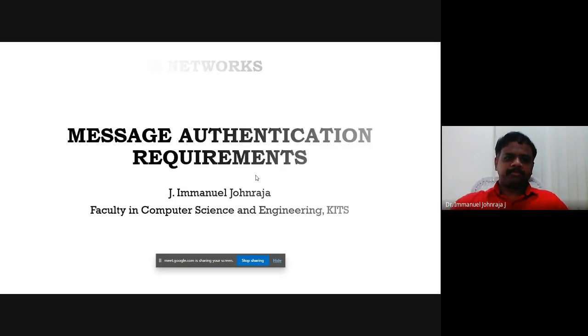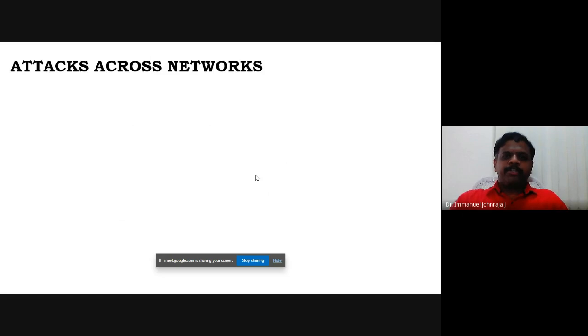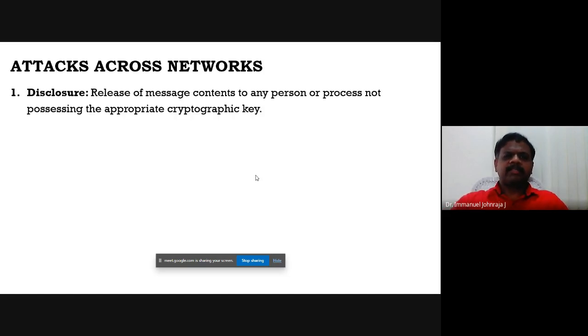Let's move on. Before getting into that, just to quickly recall, what are the different attacks which we encounter? Earlier we have seen the different attacks which can happen on data, specifically on the network. All right, one is disclosure of message. What's the example? A release of message content to any person or process who does not possess the appropriate cryptographic key.